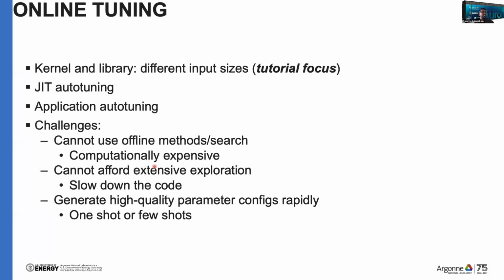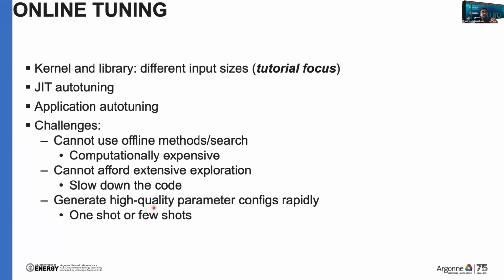Yeah, so the challenges are something that I just mentioned. First of all, we cannot use offline methods because computation is expensive. We cannot afford a lot of exploration in the search space, because that will slow down the actual production code in an online setting. And an important constraint here is we want to generate high quality parameter configurations rapidly.